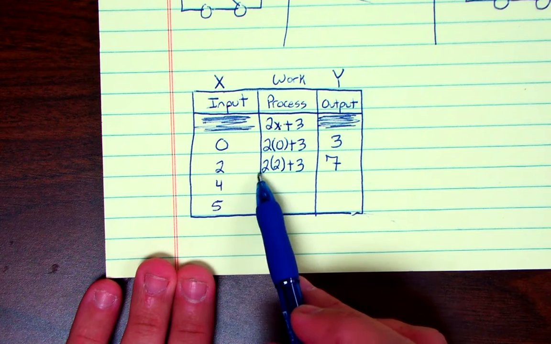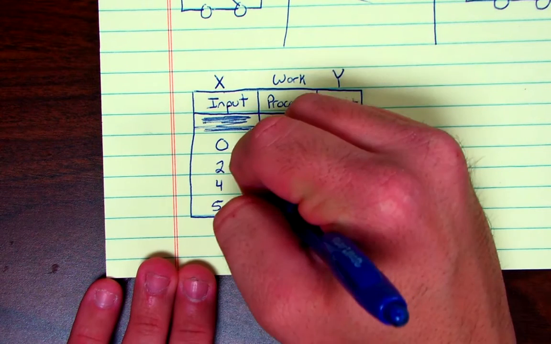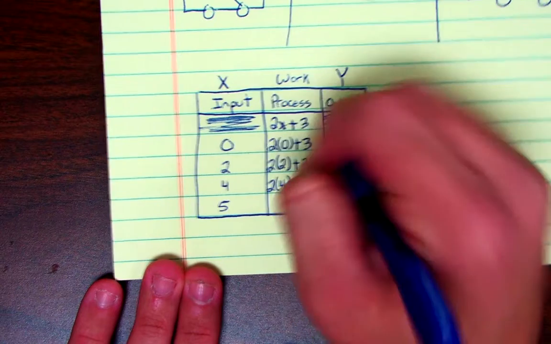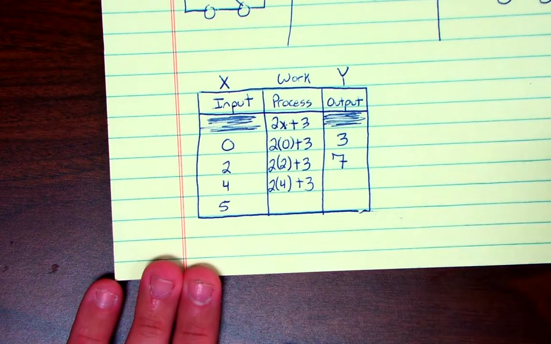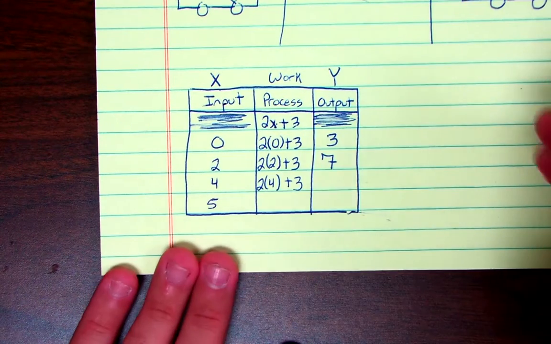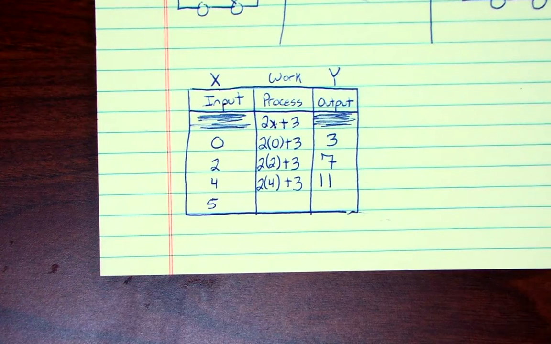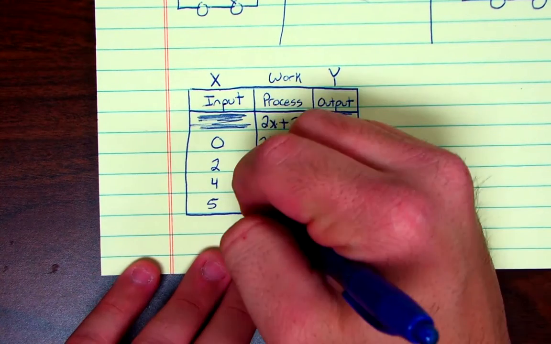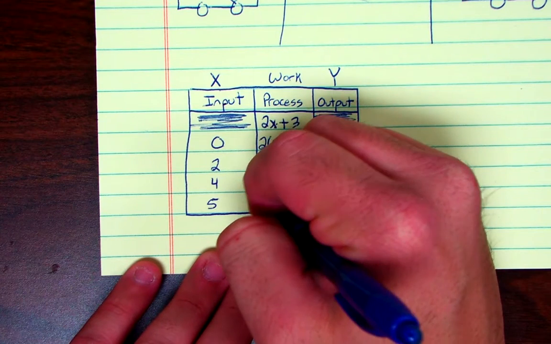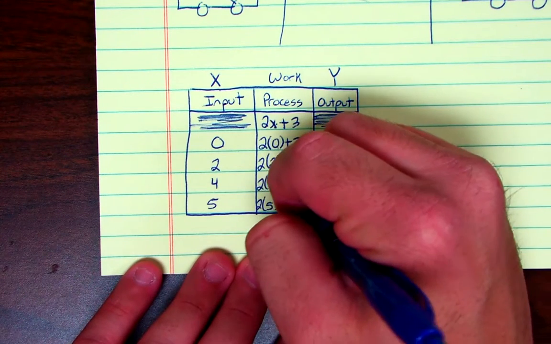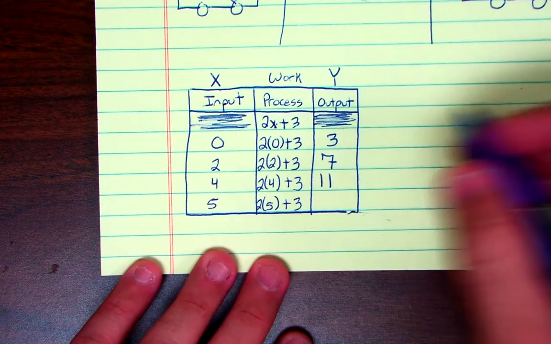What about a 4? Let's plug in a 4 for X now. What's 2 times 4? Oh, that's 8. Well, that's great. What's 8 plus 3? 11. Look at this. This is amazing. Look how easy it is. Now we have a 5. What is 2 times 5? 10. Well, very good. What's 10 plus 3? 13.